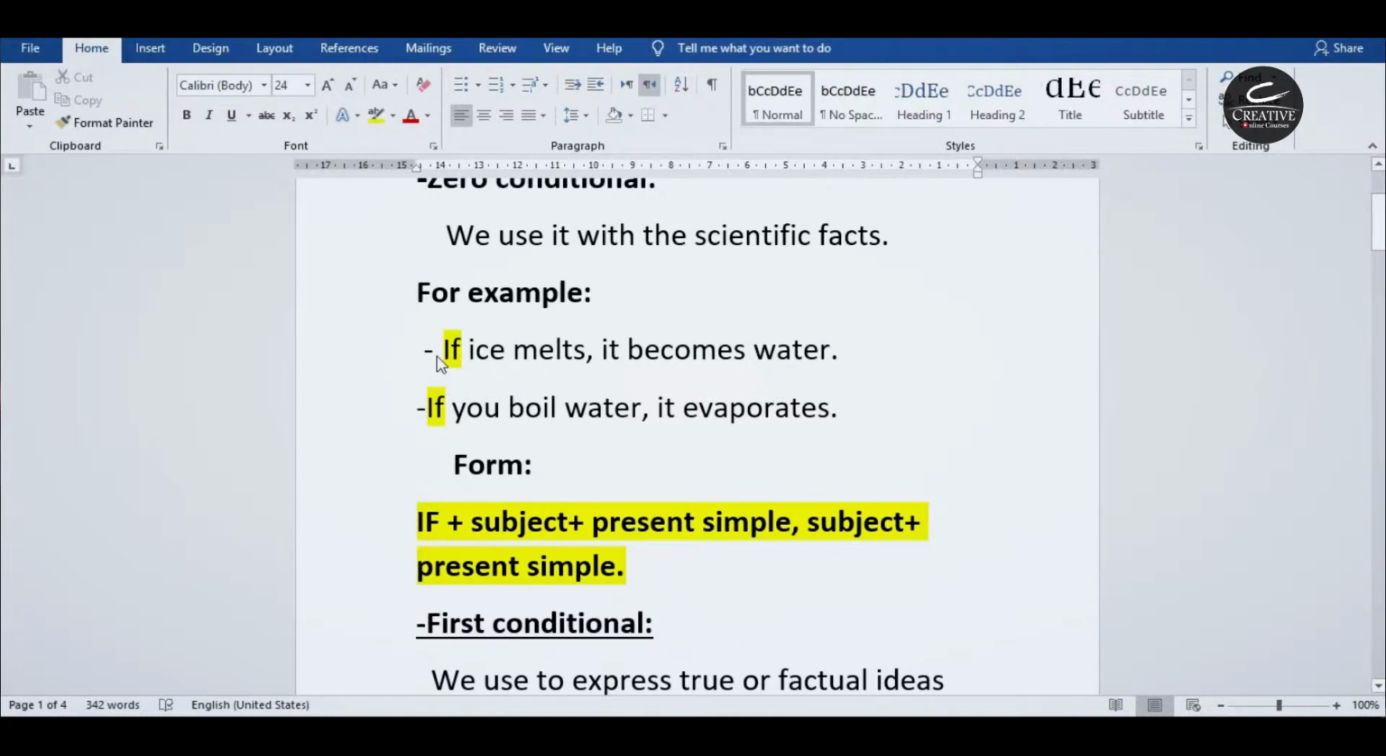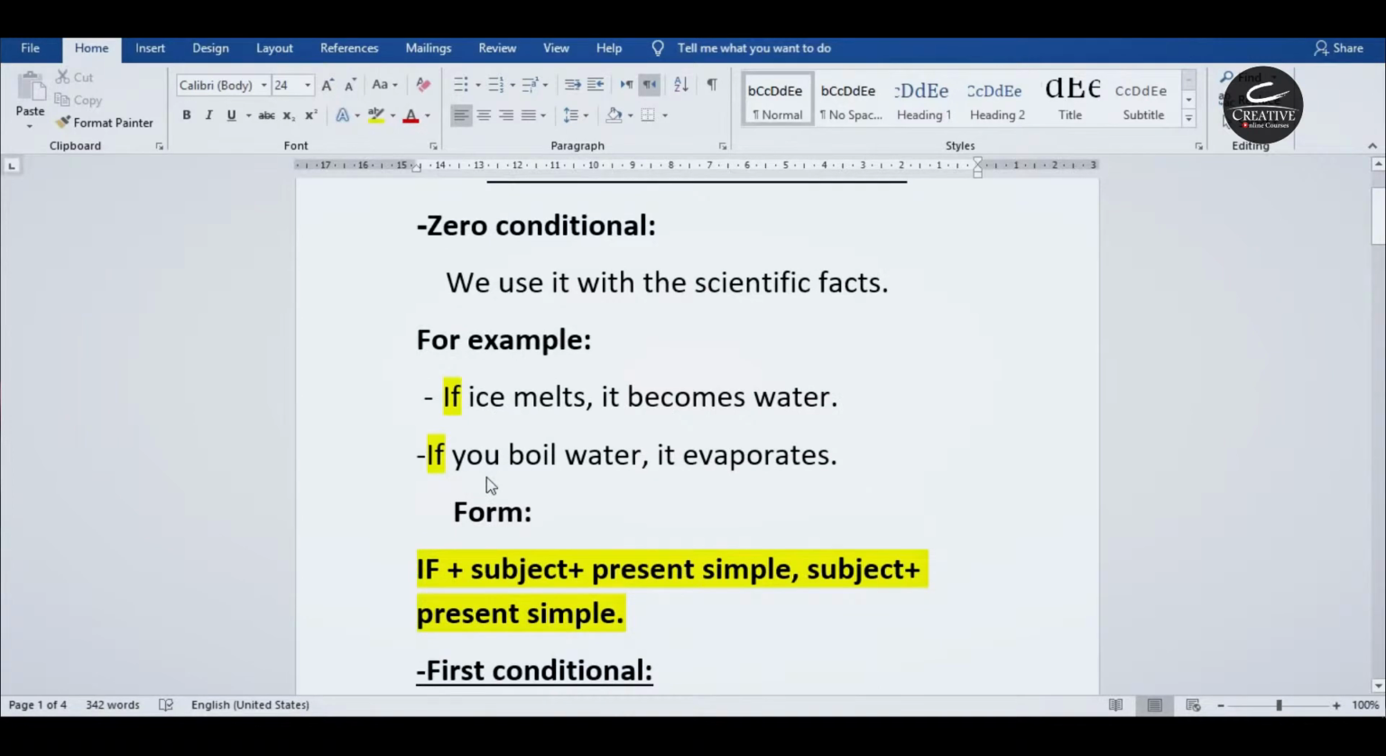What about the form of this condition? Okay, we use the present simple, okay, right after if, okay, and here also. For example, we're gonna put if plus the subject, then we're gonna add the verb in the present tense, as here, if ice melts. Then after that, we have to put comma, okay? Then we add the subject and the present simple also, okay? So in this form, we're gonna use the present simple, nothing more than the present simple, okay?